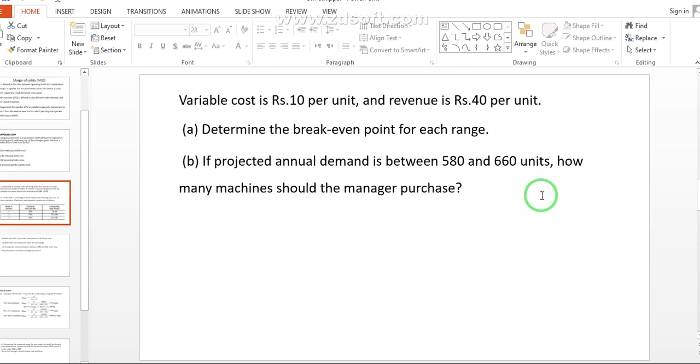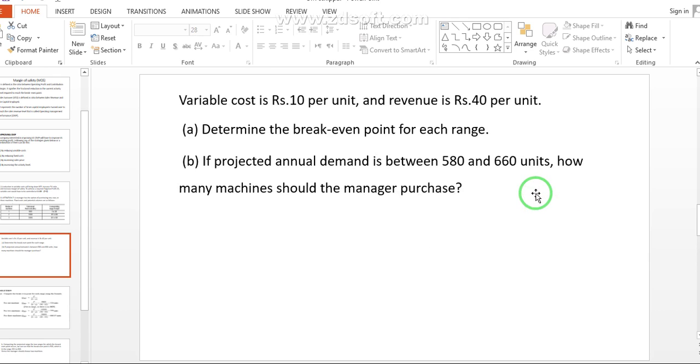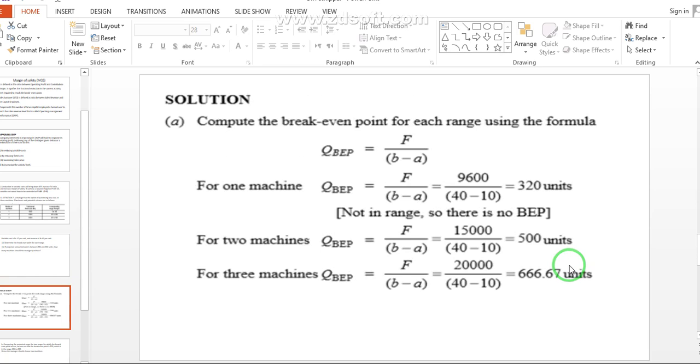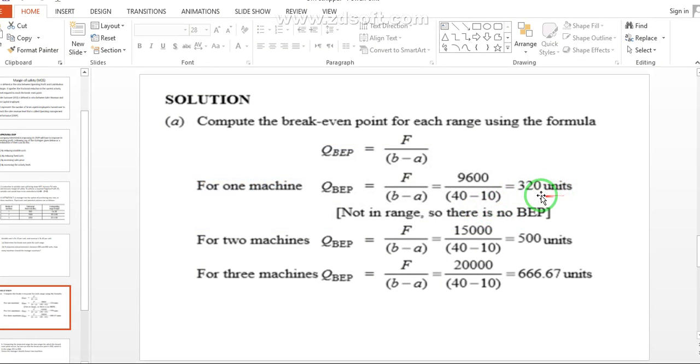Here, because the output range is 300, this is not the break-even point; this is 320. It is out of range, right? So we could not say that machine 1 is beneficial, that the manager would go for buying this machine. So this machine is not used because the break-even point is not considerable, because the range is 0 to 300. If we were getting a break-even point between 0 to 300, then we could be considering that one. But basically here we are not going to consider that one. So this machine is out of range, it means that it is not being used for the operations.